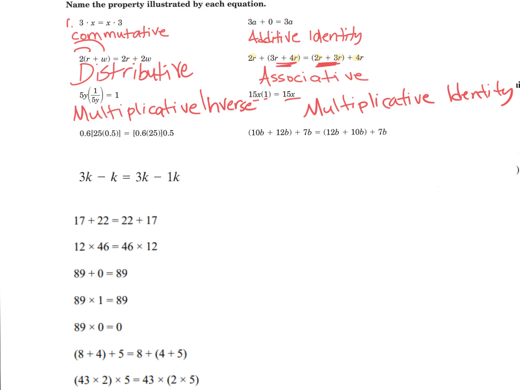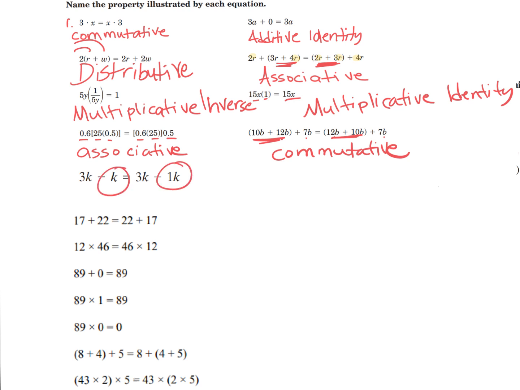For the next one, notice that these numbers are all here in the same order. The only thing that changed was the grouping, and that is the associative property. And for the next one, 10b, 12b, 7b. Is this 10b, 12b, 7b? No. So the association didn't change. The order of these two changed, and that is the commutative property. And then for the next one, 3k minus k equals 3k minus 1k. So nothing really changed except this. And that would be the multiplicative identity.